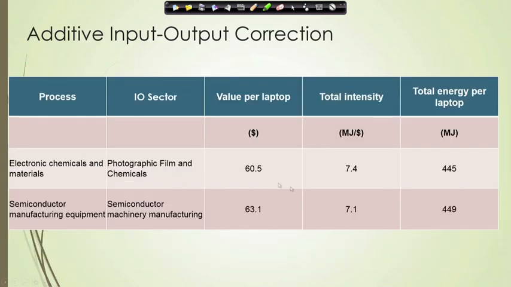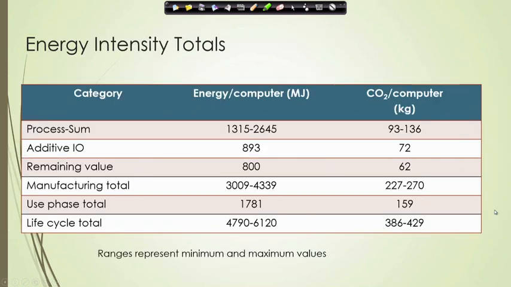Then you look at your additive input-output in terms of value per laptop, how much is the value in terms of the laptop, total intensity like megajoule per dollar. We had the megajoule initially, now megajoule per dollar. Then you can find out the total energy per laptop, and you get in terms of megajoule how much energy goes in there. So this is how you find out from the energy input.